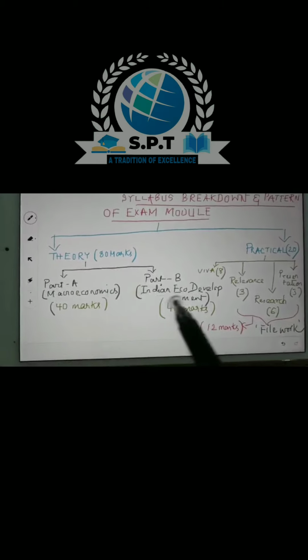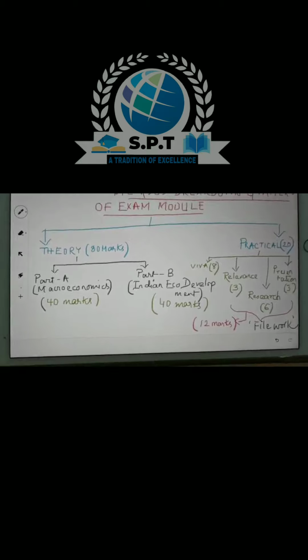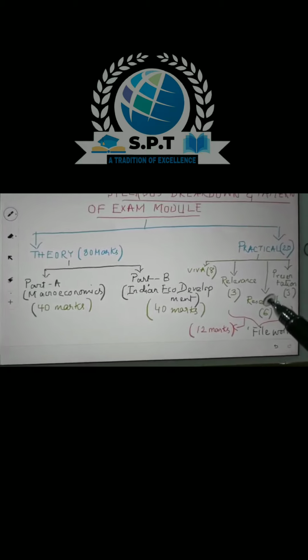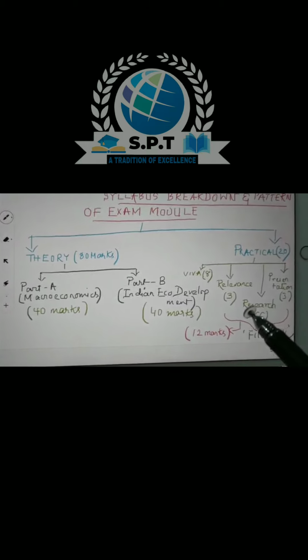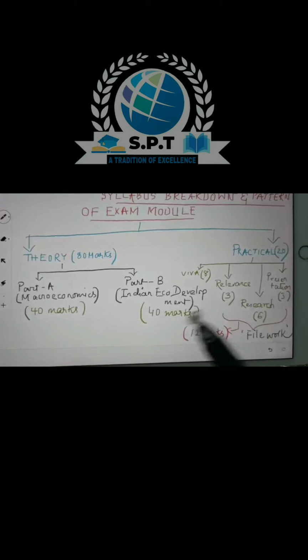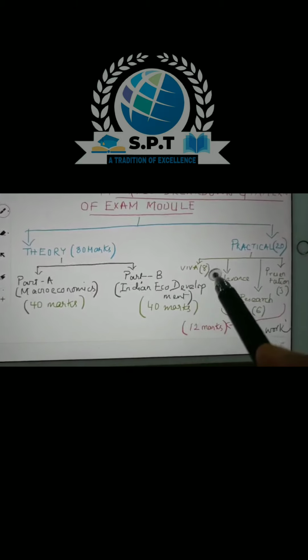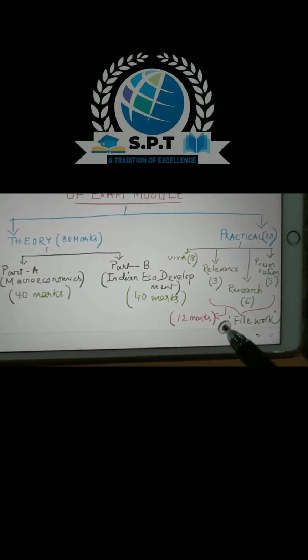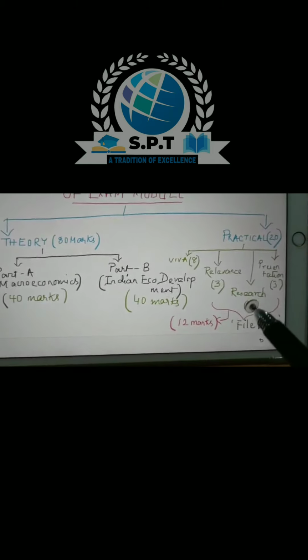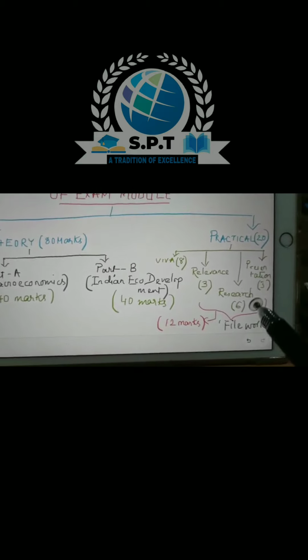Now this theory part I'm coming back to in a while. So first, if you can see the practical of 20 marks, here we have four constituents. First is the viva, which is constituting 8 marks. Then it would be relevance as per the project or the file work. Then it's research work and the presentation.